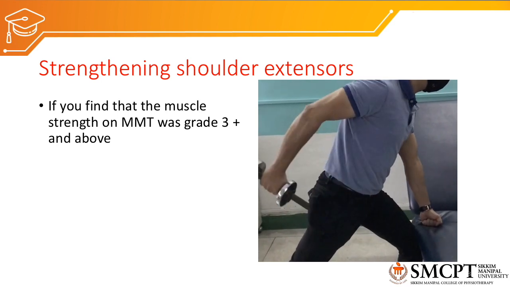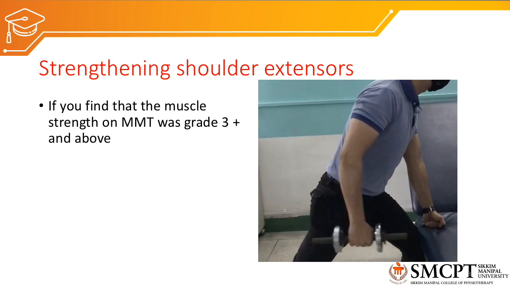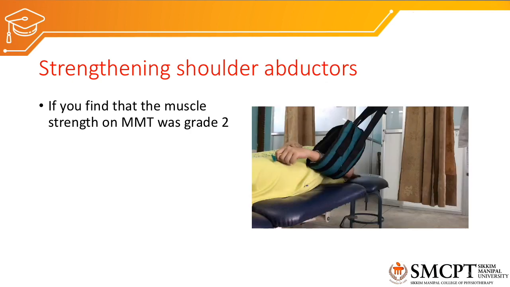that is extension of the shoulder against resistance. So for grade 2, the position of the patient would be the same as for shoulder flexors, using the sling to support the upper limb, which is suspension therapy, and the patient will be in side lying position. Next, for grade 2, strength of the shoulder abductors.